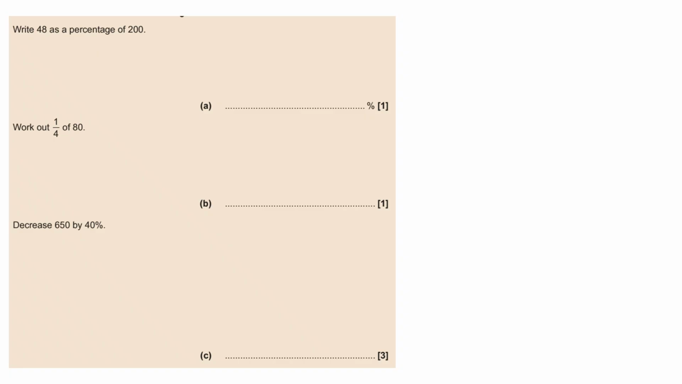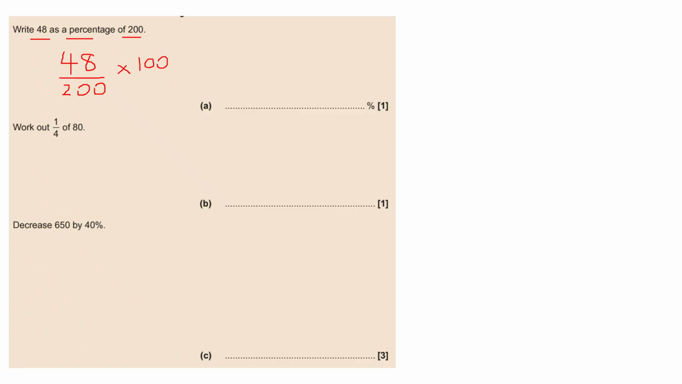In this first part of this exam style question, we're asked to write 48 as a percentage of 200. So that's going to be 48 out of, or over, 200. Now to go from a fraction to a percentage, we multiply it by 100.